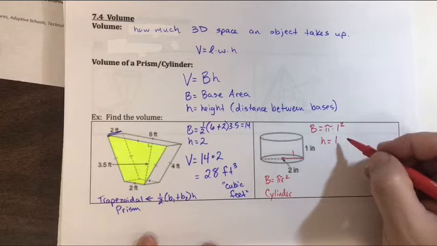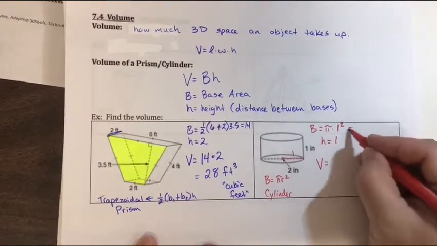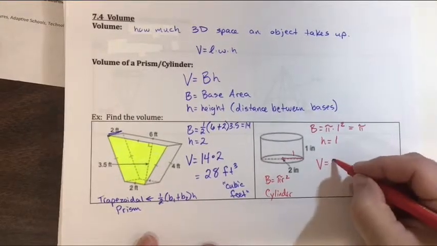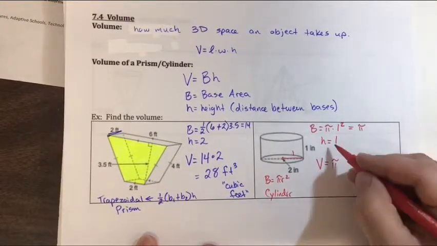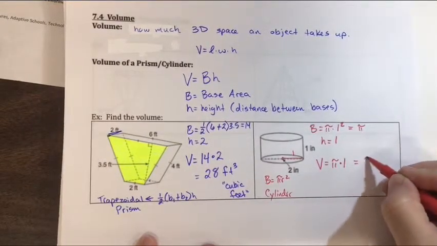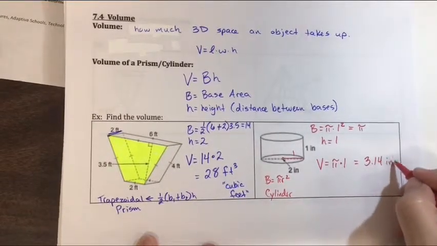So this is a very, very simple calculation. Our volume is 1 squared times pi, but that's just 1 pi, or pi. Base area is just pi times a height of 1. So my total volume is actually just 3.14. It's just pi cubic inches.